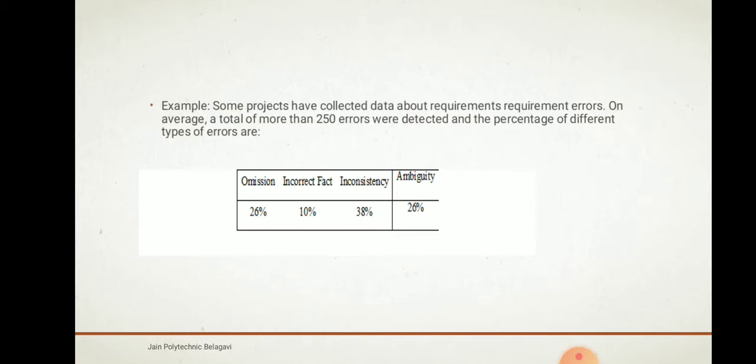As you can see here, some projects have collected data about requirement errors. On average, a total of more than 250 errors were detected, and the percentage of different types of errors is as follows. These are the types of errors that were found in the SRS document. Out of those 250 errors, the percentage of different types of errors, as we discussed, is shown below: omission, incorrect fact, inconsistency and ambiguity. This is a percentage showing how many errors there are of each type.